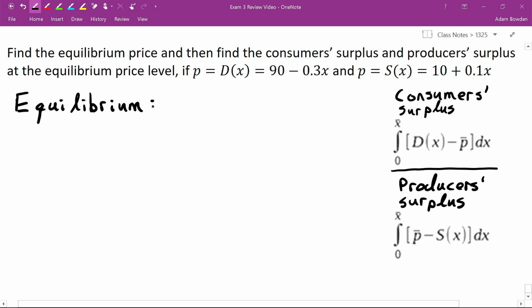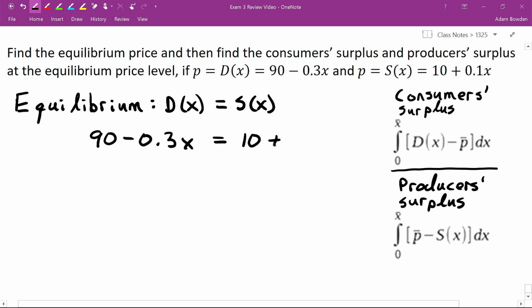The equilibrium is where the two are equal to each other, so where this one thing is equal to the other thing, called D of X and S of X. So we start with 90 minus 0.3x is equal to 10 plus 0.1x. And we basically just need to solve for x. So let's add over the 0.3x to both sides.